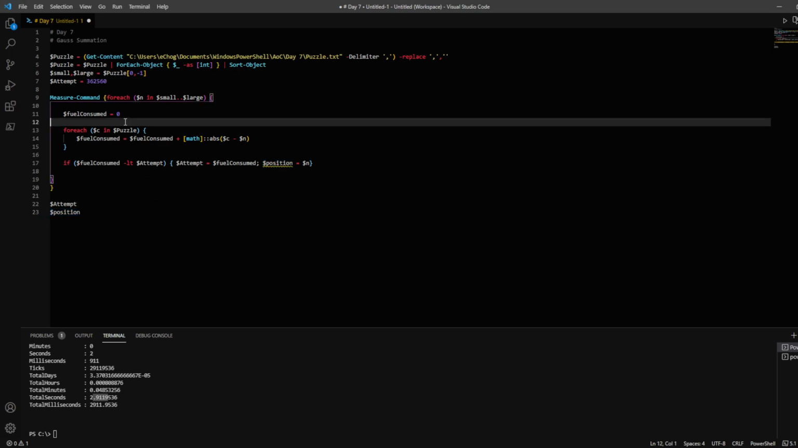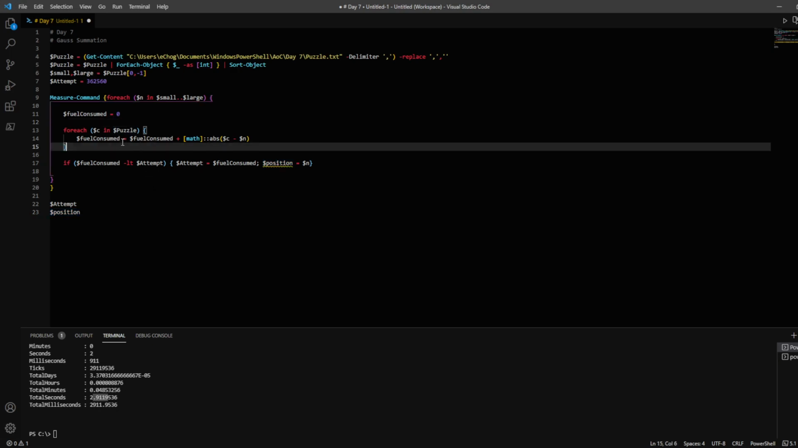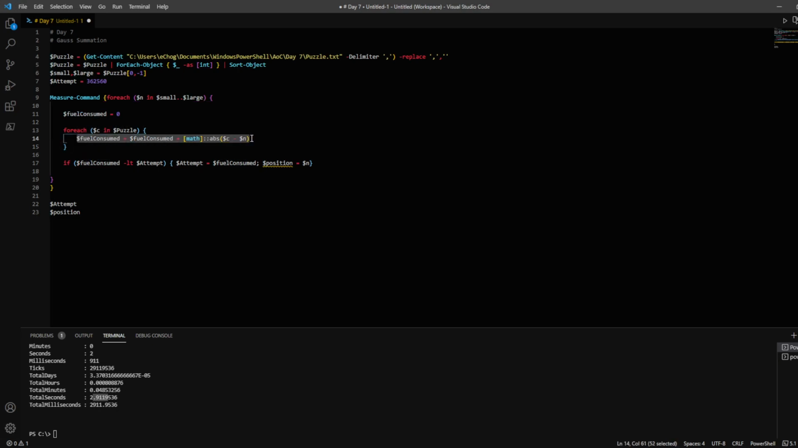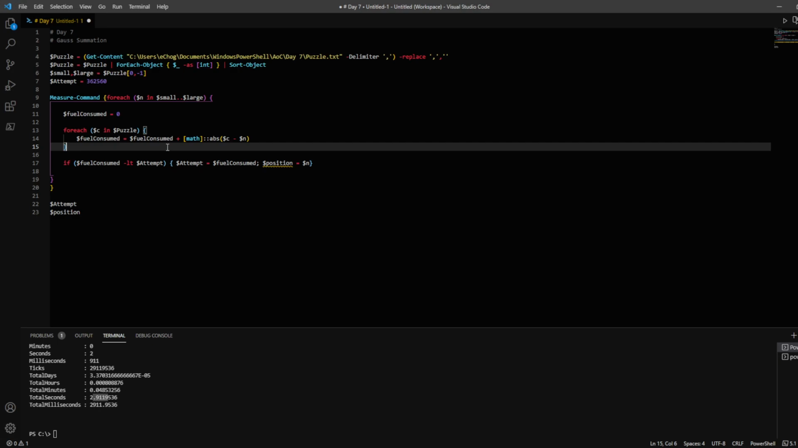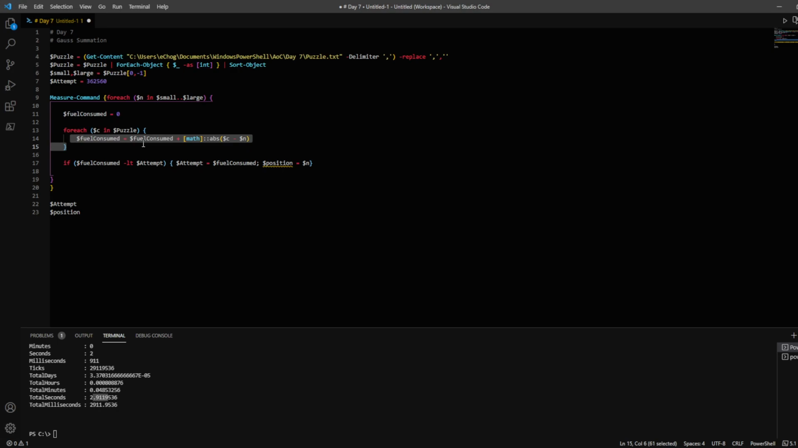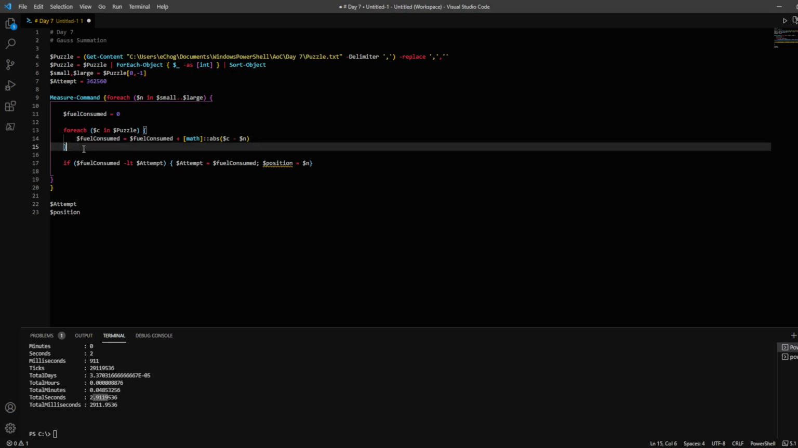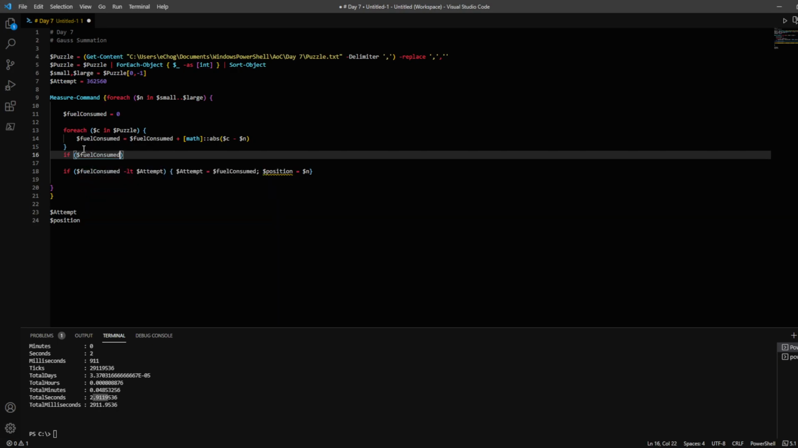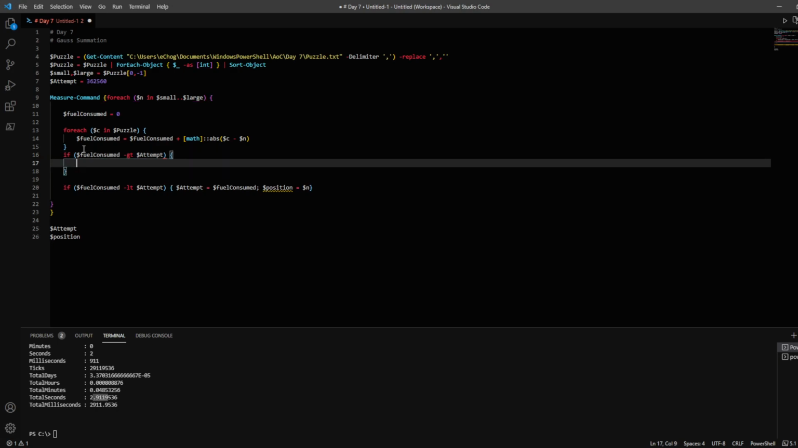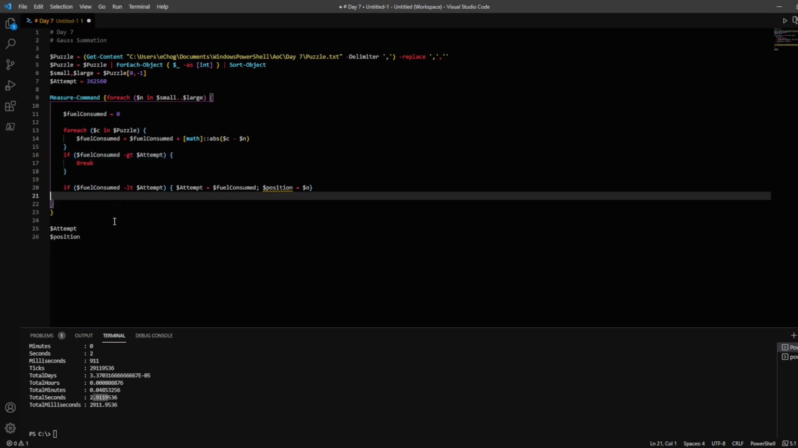Well, there's one way to do it. We can say that if after doing this math, after adding fuel consumed to itself, that happens to be bigger than our attempt, we don't need to keep adding the rest of the numbers or the rest of the fuel that comes in after that. In some cases, we might hit 7 or 8 numbers into our run, and we've already exceeded this fuel consumed, this attempt. So we just need to get out. So if fuel consumed is greater than our starting attempt, then we want to break.